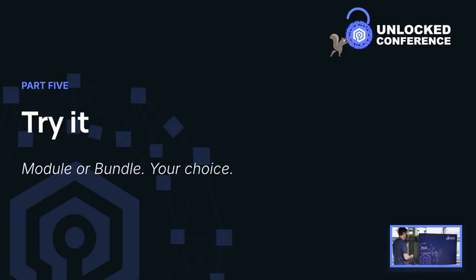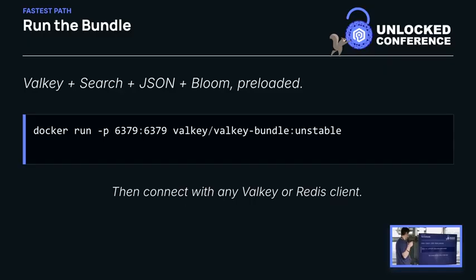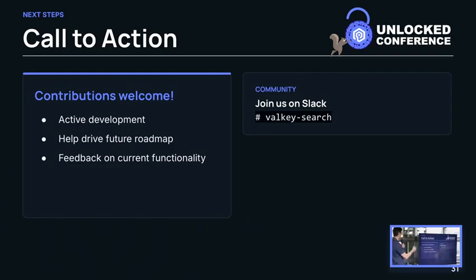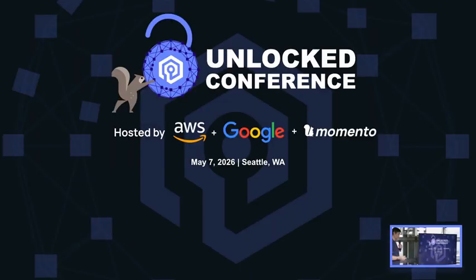We encourage you to try it out. It is part of the Docker Valkey bundle, along with JSON and search. Here we specify where we can find the source. The documentation is part of the official documentation, license as Ellen discussed, and support is the following clients. And contribution is welcome. We encourage everyone to hop in and be part of the active development, influence the roadmap, and so forth. Thank you.